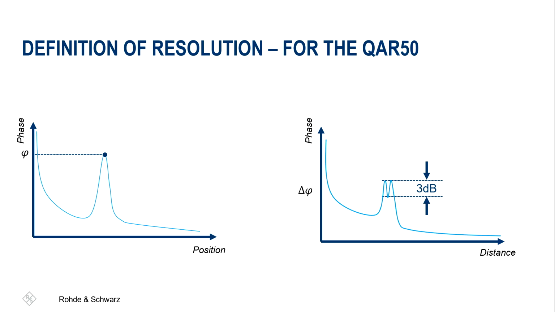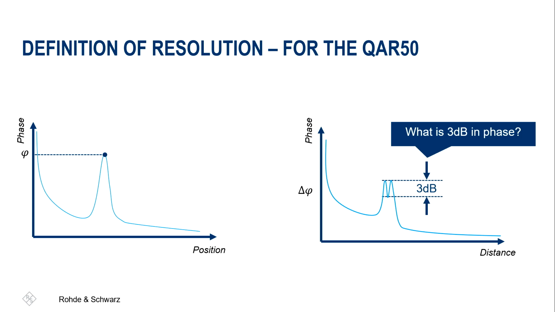Now, how do we define that for the QAR50? In the QAR50, we measure the phase resolution. That means we are measuring the phase and no longer the amplitude as we did for the radar. We actually have a two-dimensional plot, but it's the same as with the one dimension we explain here, so for simplicity, let us stick with that one direction. On the left-hand side, we see that typical one target again. On the right-hand side, we have the same plot with the phase, and we say the phase difference between the peak and the drop in between the two peaks needs to be 3 dB.